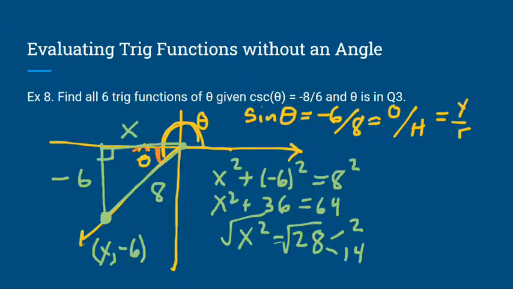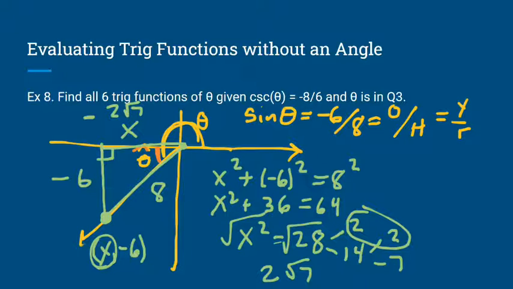Okay, so I got x is equal to the square root of 28, which I'm going to factor: 28 is 2 times 14, and 14 is 2 times 7. So the square root of 4 is 2, but the square root of 7 can't be simplified, so that stays inside the radical. And since this is in quadrant 3, that x-coordinate is going to be negative, because it's really this point down here that we're finding.